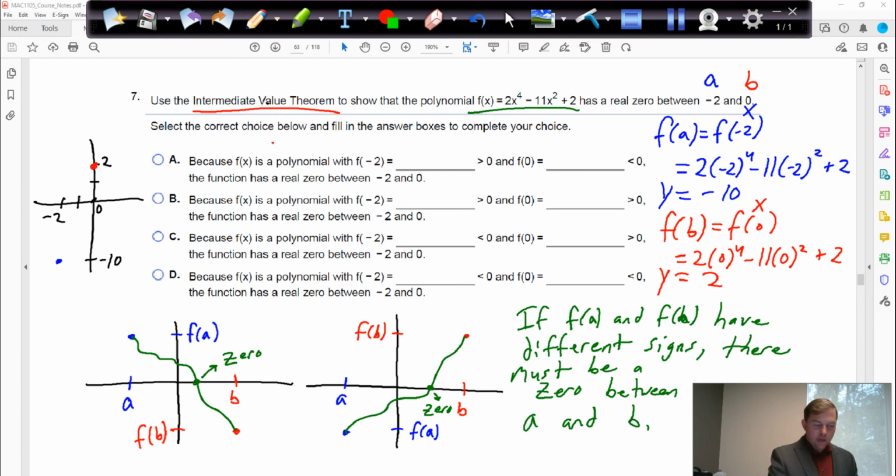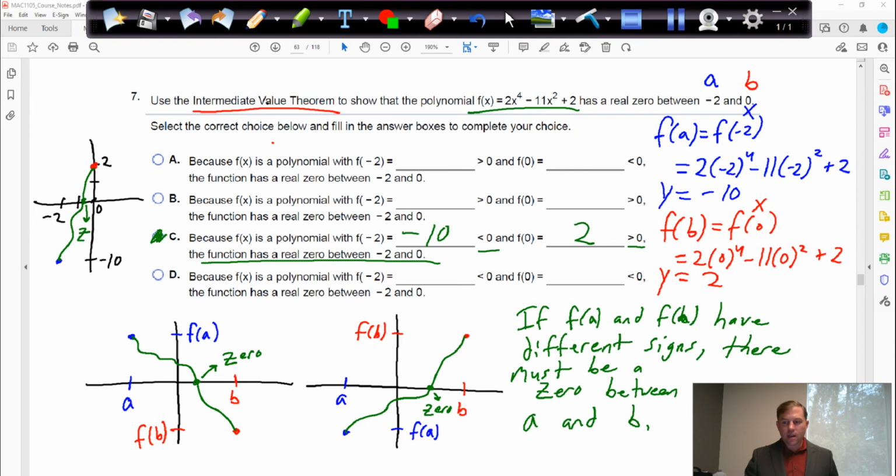And the same argument applies. I can't get from this blue dot to this red dot without crossing the x-axis. So there must be a 0 between x equals 0 and x equals -2. Okay, so to answer this one, we would just pick the right blanks. So -2 was less than 0. So when x was -2, the y value was less than 0. We're only considering the y value, so the y value is -10. And when x was 0, the y value was 2, which is greater than 0. This one is less than 0. And it's going to say there should be a real 0 between those two numbers.